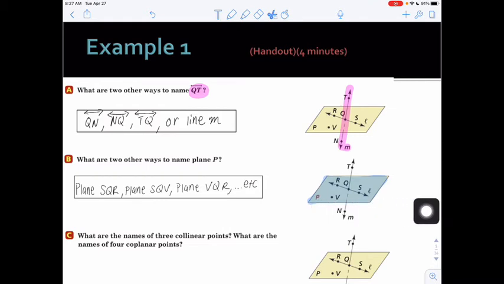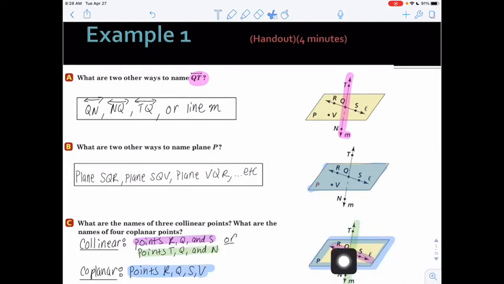Part C says, what are the names of 3 collinear points? What are the names of 4 coplanar points? I've gone ahead and highlighted the 2 lines that we have in this diagram and the plane P. For collinear, we need 3 points that are on the same line. So on this purple line, we have the points R, Q, and S. So the points R, Q, and S are collinear. We also have this green highlighted line that has T, Q, and N. So we can say the points T, Q, and N are also collinear.